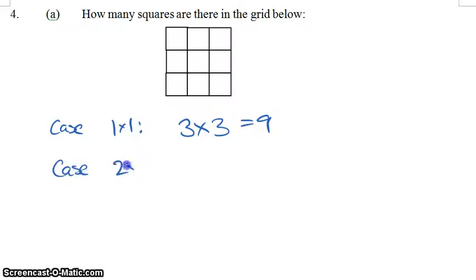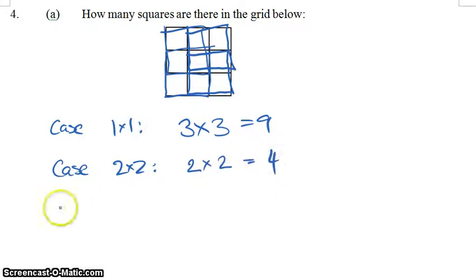What about the second case, where I'm looking at 2 by 2 squares? Well, to get a 2 by 2 square, I could have 1 here and 1 here. And why don't I get a third? Because I run out of room. So 2 by 2 needs 1 extra row, so I can only go up by 2, and similarly, I can only go across by 2. So the number of 2 by 2 squares there are is 2 across, 2 up, 4.